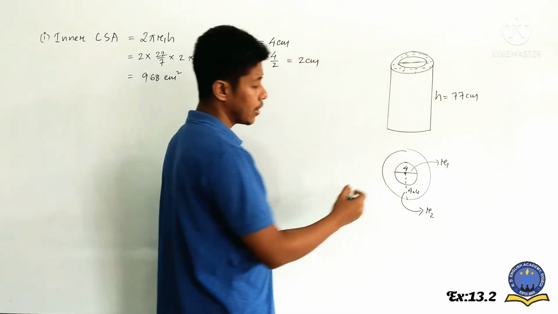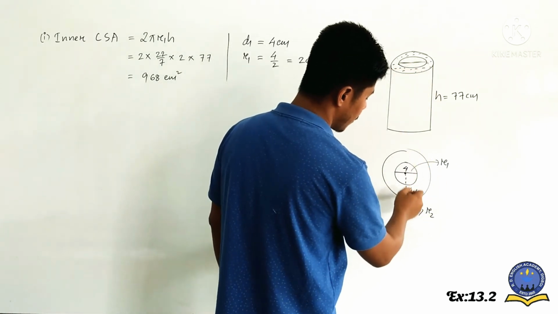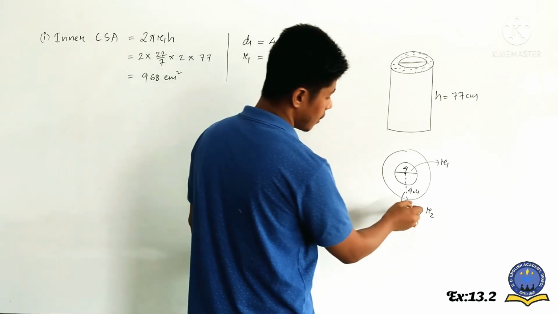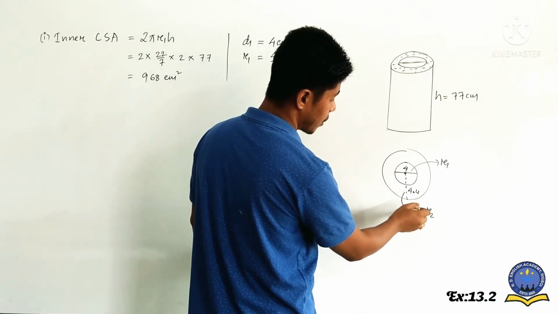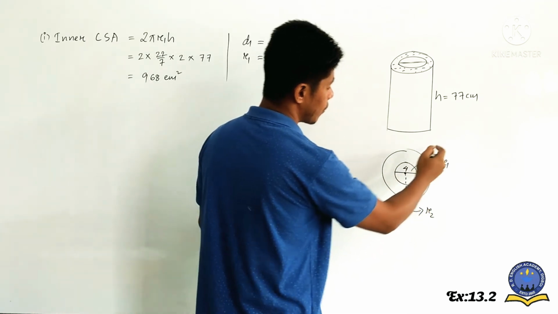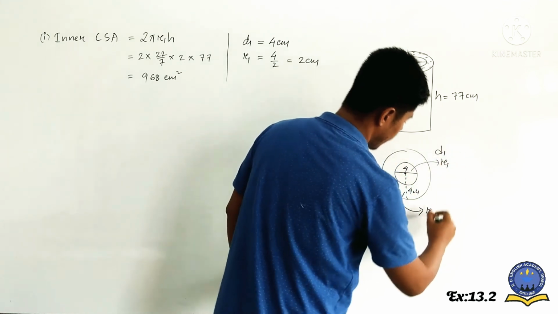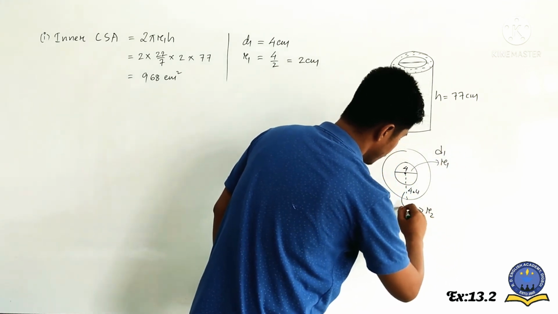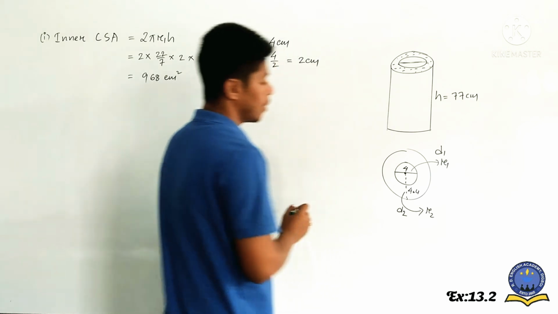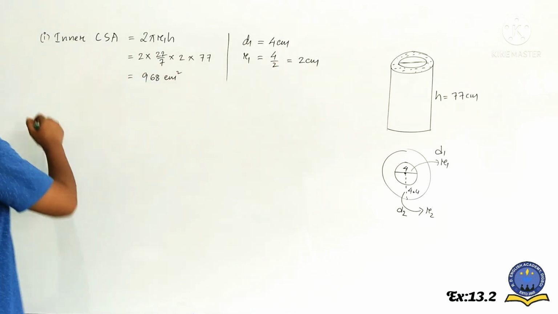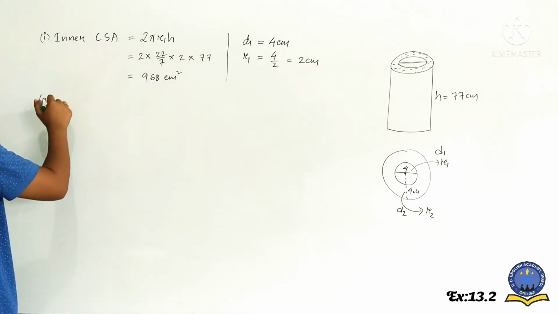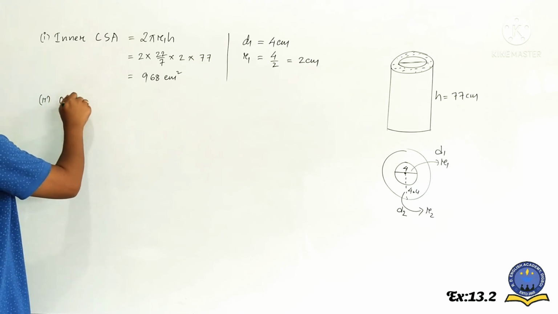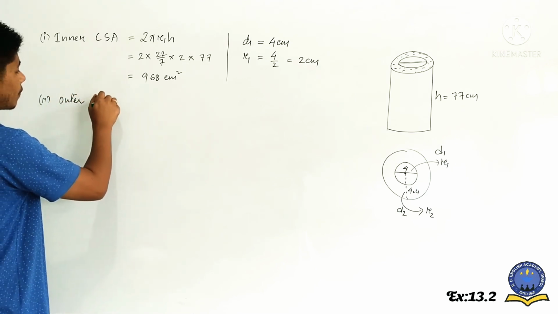So next we need the outer one. So the outer diameter is how much? Here this one is not the radius, this one is actually the diameter, and we have to convert this diameter into radius. So now, what you have to do for the second one is write down the outer curved surface area.